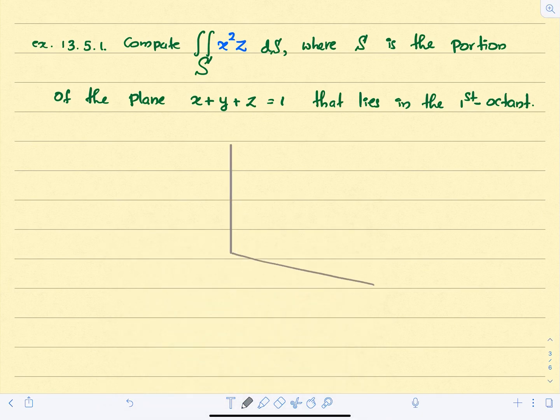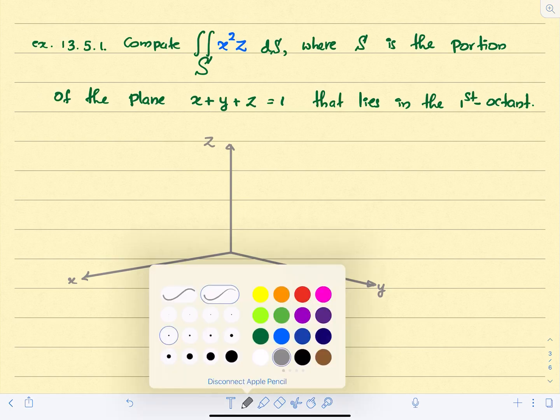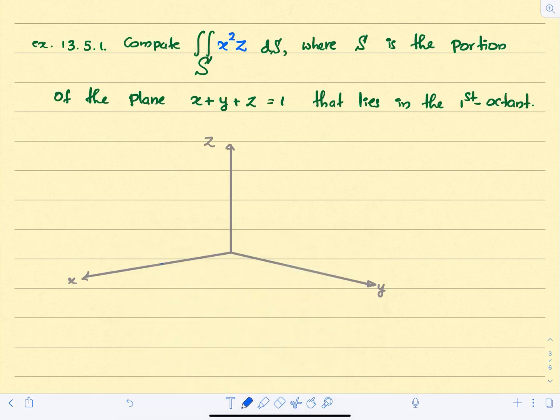we have the xy plane, and then the z-axis. Now we have the plane x plus y plus z equals 1, and if you calculate this x-intercept, it should be (1, 0, 0). The y-intercept should be (0, 1, 0), and the z-intercept is (0, 0, 1). So that's your surface S.